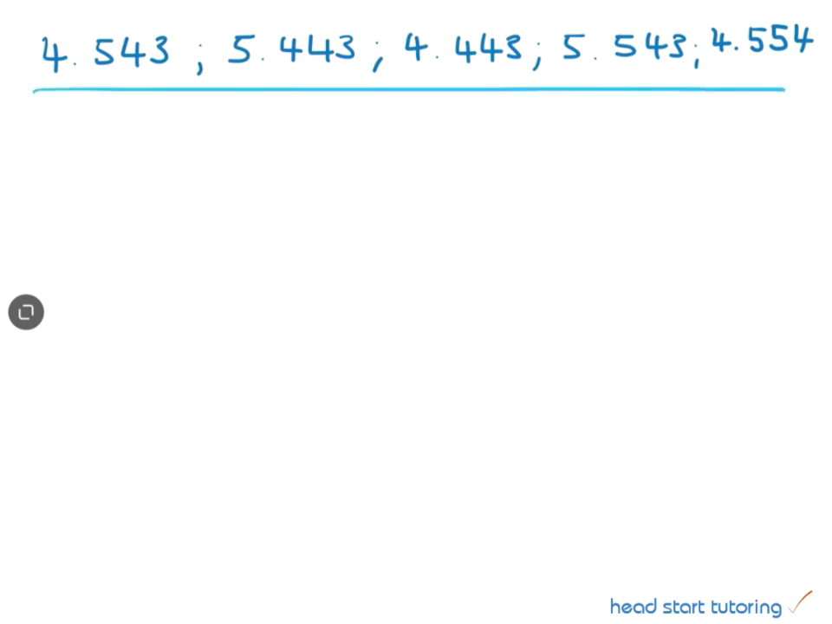If we would like to order these decimals in ascending order, so from smallest to biggest, what we need to do, very similar to how we worked with our percentages, we just need to line up all our decimal points and then line up all our place values, and then we compare these decimals.